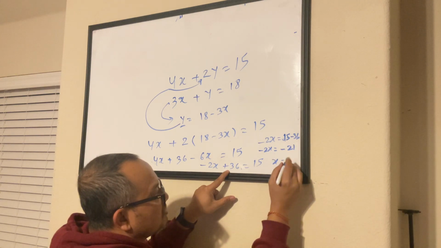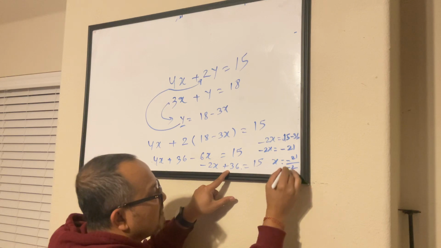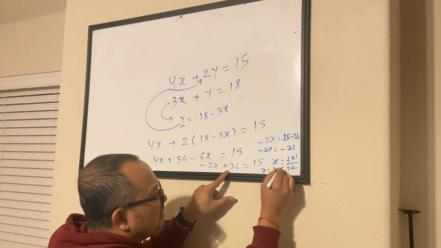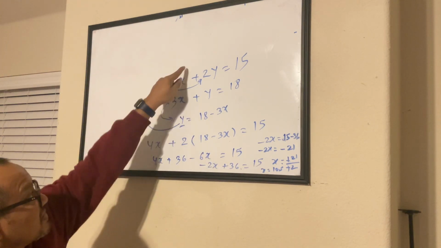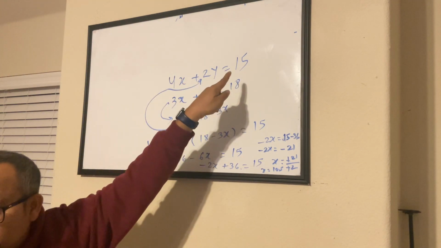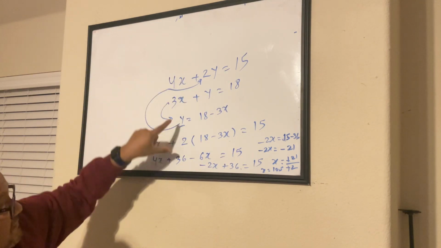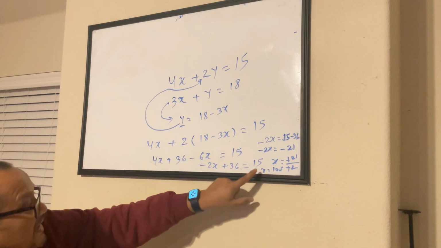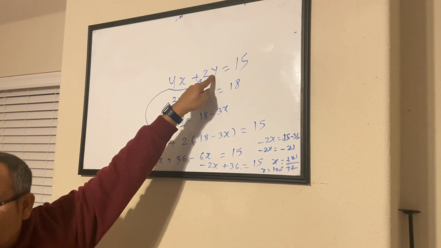So x will be equal to minus 21 by minus 2, which is as good as 21 by 2, which is 10.5 or whatever you call it. And now you can put this value of x in this equation or this equation and you'll get the corresponding value of y. So when you had two equations, we use this method of substitution to find out the value of x, and then I can use the same value of x in one of the equations, which will get me the value of y also.